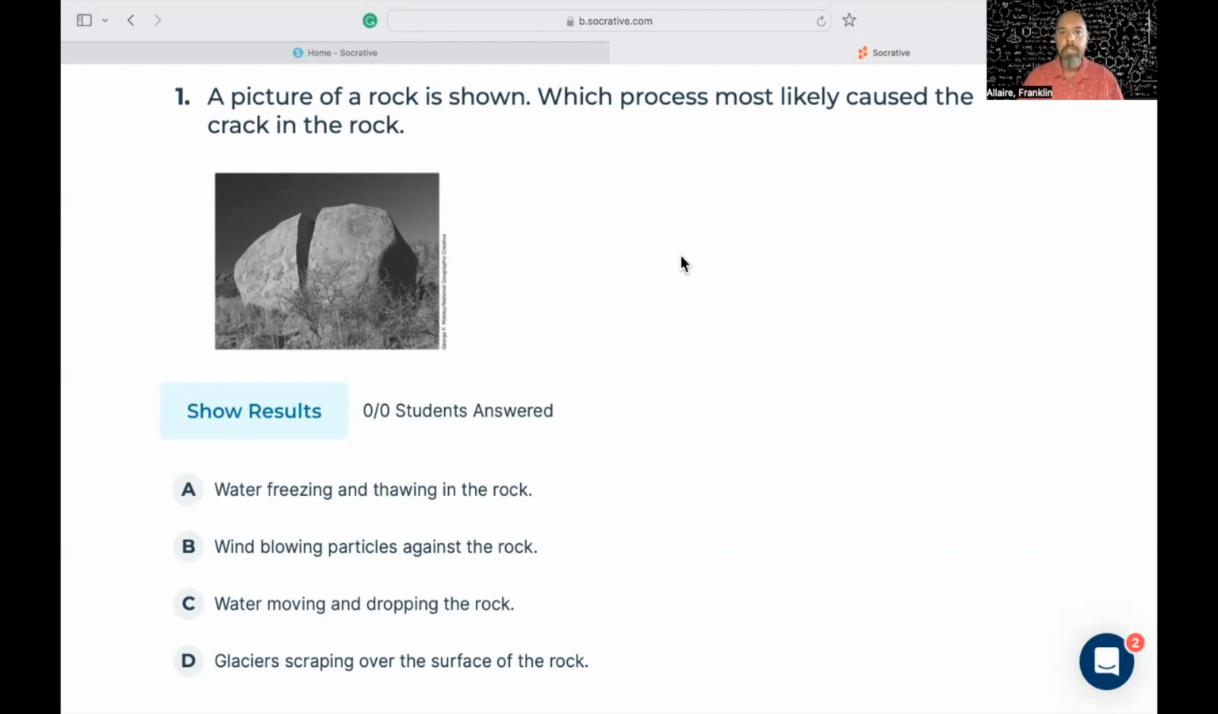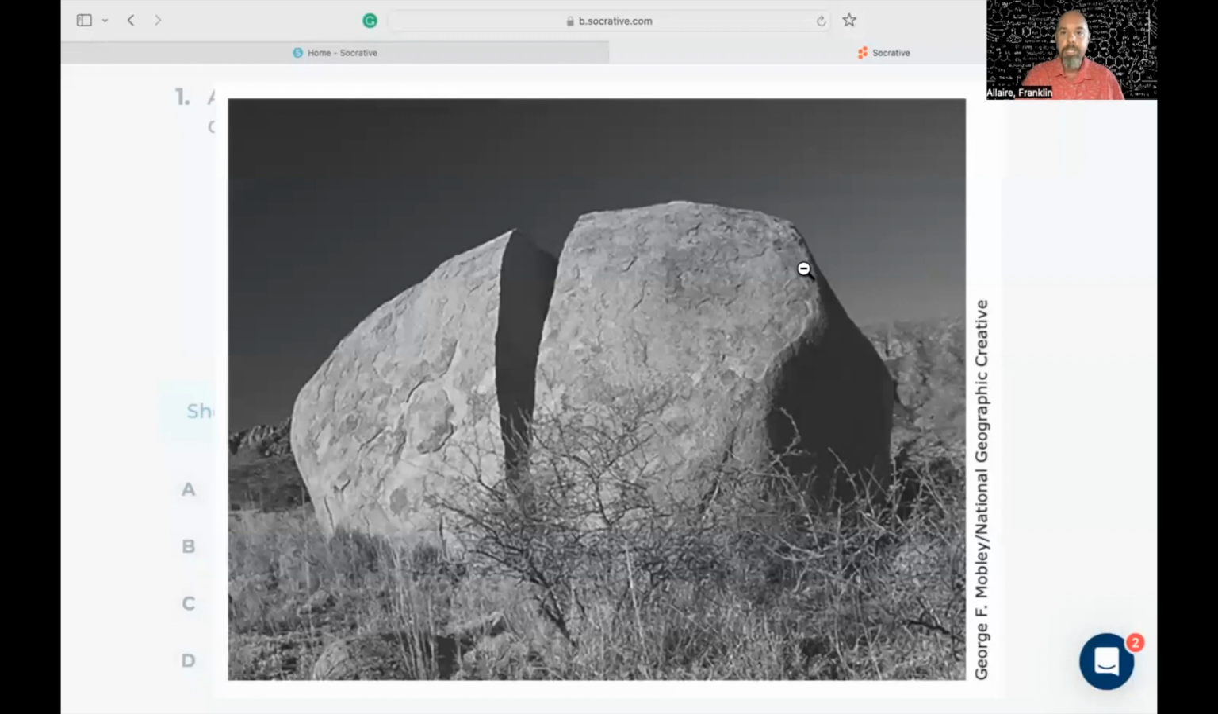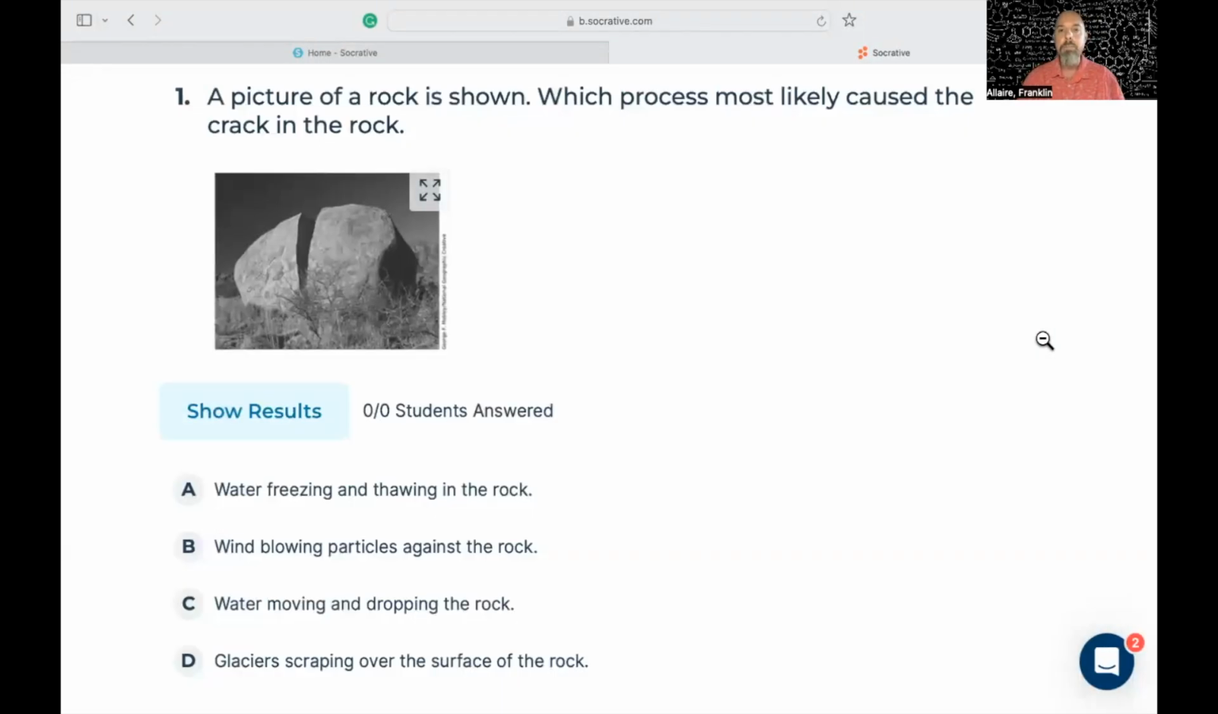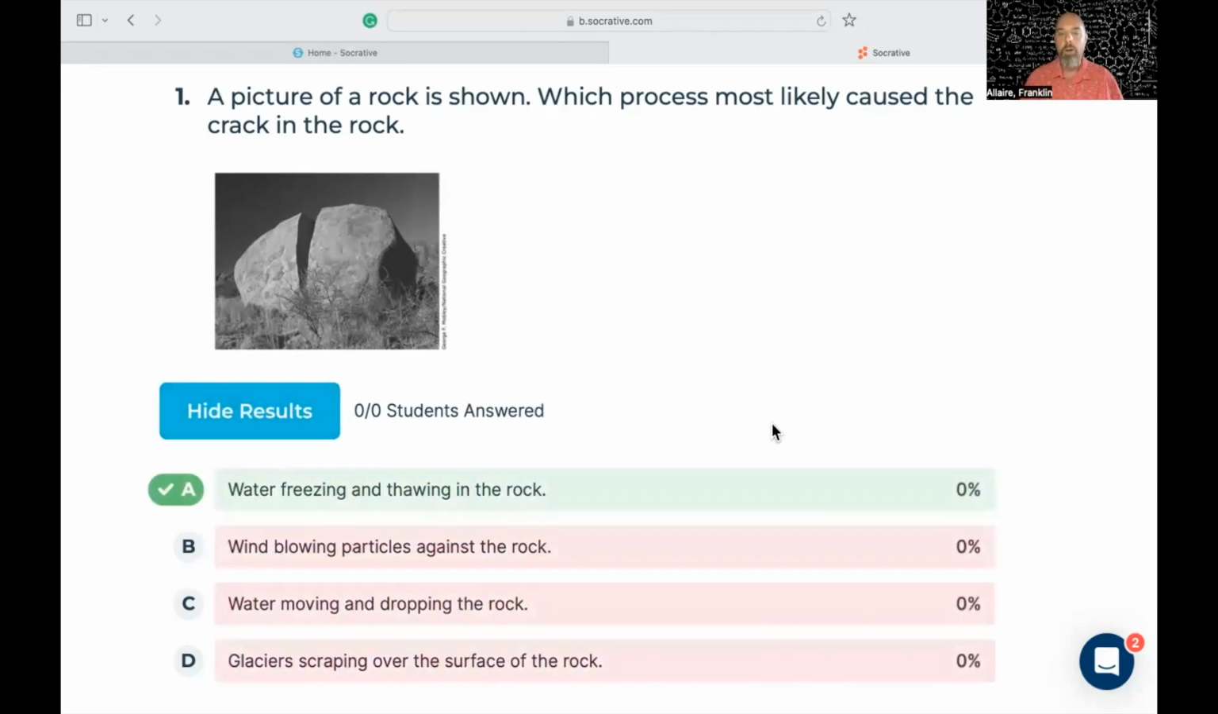Our first question in this quiz breakdown, a picture of a rock is shown. Here is our rock. We can see that the edges, the outside of the rock here, are rounded, but we have this big gnarly crack going right down the middle, and the crack has pretty sharp edges. So that tells us that this happened pretty recently. Which process most likely caused the crack in the rock? Our choices are water freezing and thawing in the rock, wind blowing particles against the rock, water moving and dropping the rock, or glaciers scraping over the surface of the rock. The answer here is going to be water freezing and thawing on the rock.